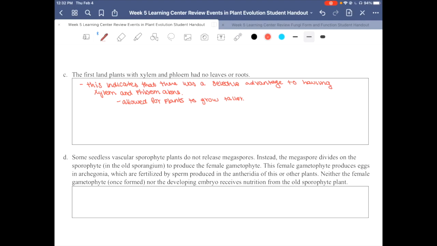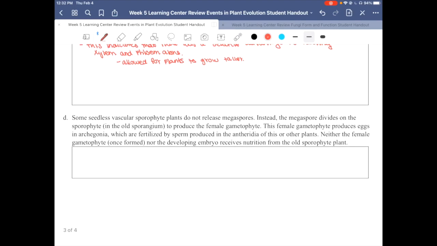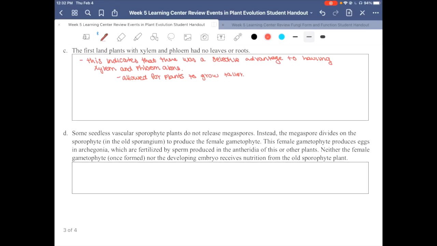Okay, so the next part says some seedless vascular sporophyte plants do not release megaspores. Instead, the megaspores divide on the sporophyte to produce the female gametophyte. This female gametophyte produces eggs in archegonia, which are fertilized by sperm produced in the antheridia of this or other plants. Neither the female gametophyte nor the developing embryo receives nutrients from the old sporophyte plant.